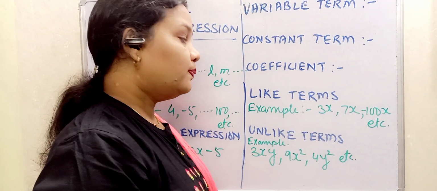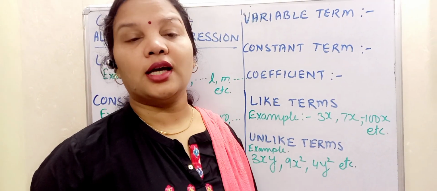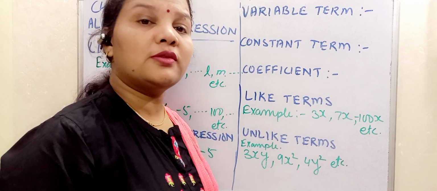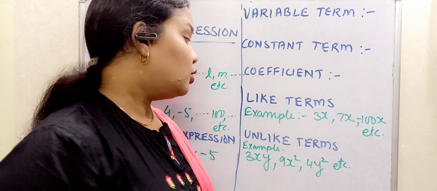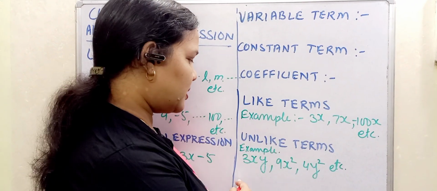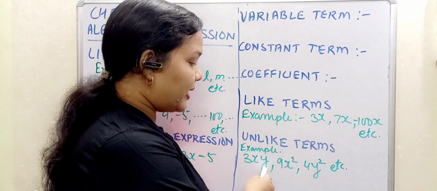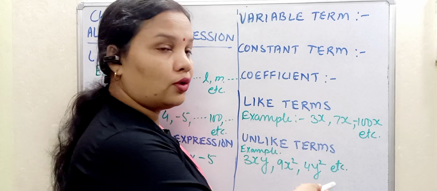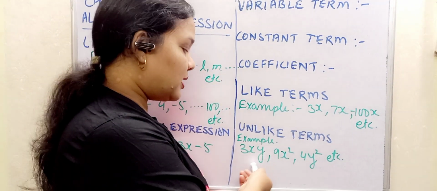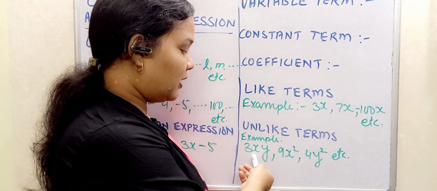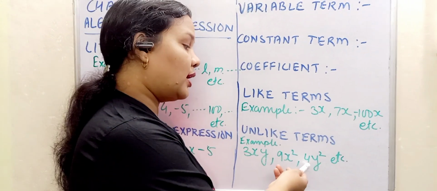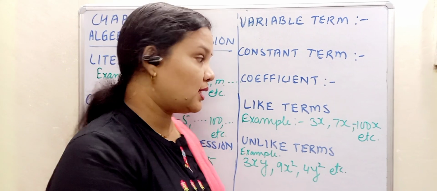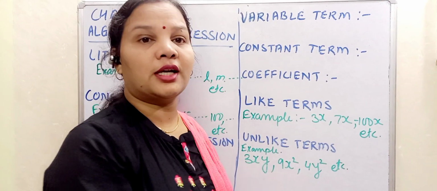Similarly, unlike terms are those terms which contain different variables, or which are not alike. Those are known as unlike terms. Now look at this example. You can see 3xy, 9x square and 4y square. Each part has different variables. Here the variable is xy, for the second it is x square, and for the third it is y square. So you can see that for unlike terms the variables are different.